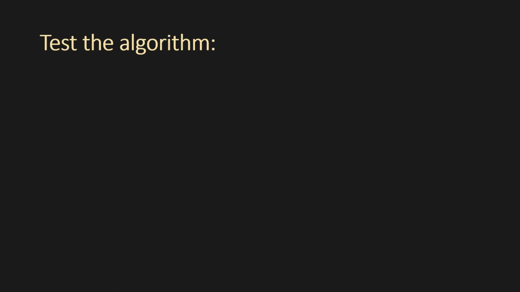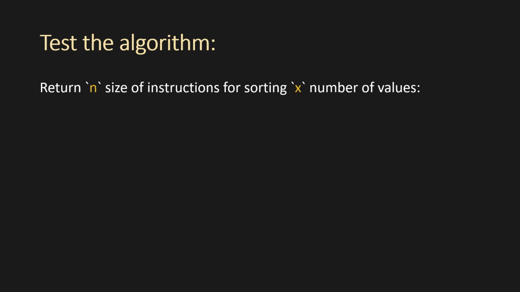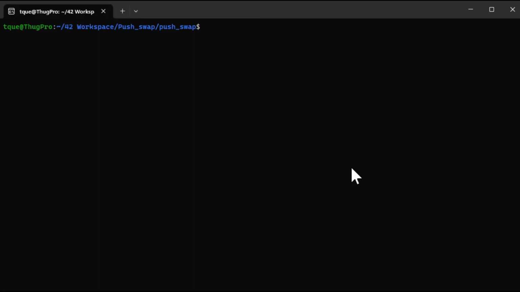Once again, these are the amount of instructions or operations that our push swap will need to return for us to pass our evaluation. So now we will test our program against the checker that has been provided by 42, and let's see how 3 numbers will do.